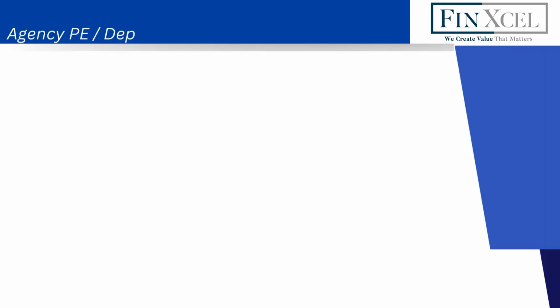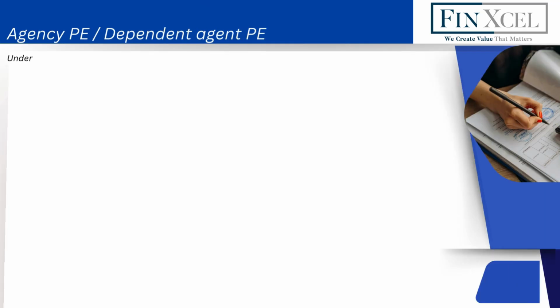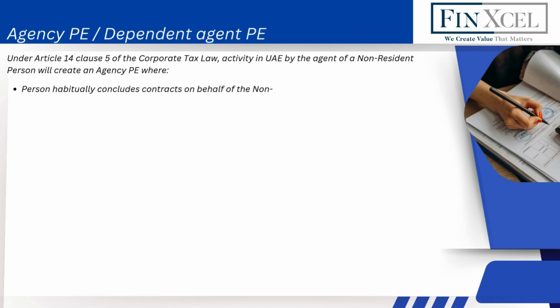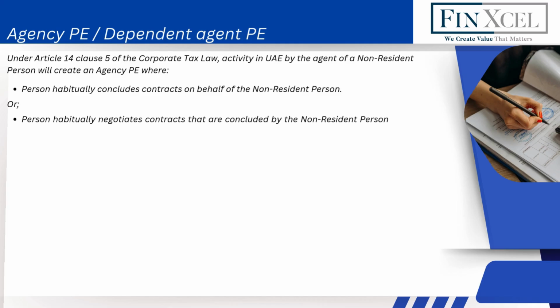Agency PE or dependent agent PE. Under Article 14 Clause 5 of the Corporate Tax Law, activity in UAE by the agent of a non-resident person will create an agency PE where the person habitually concludes contracts on behalf of the non-resident person, or habitually negotiates contracts that are concluded by the non-resident person without material modification by the non-resident.